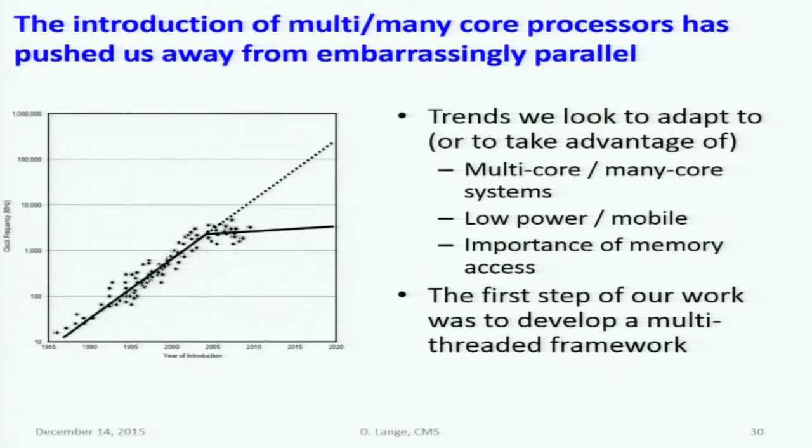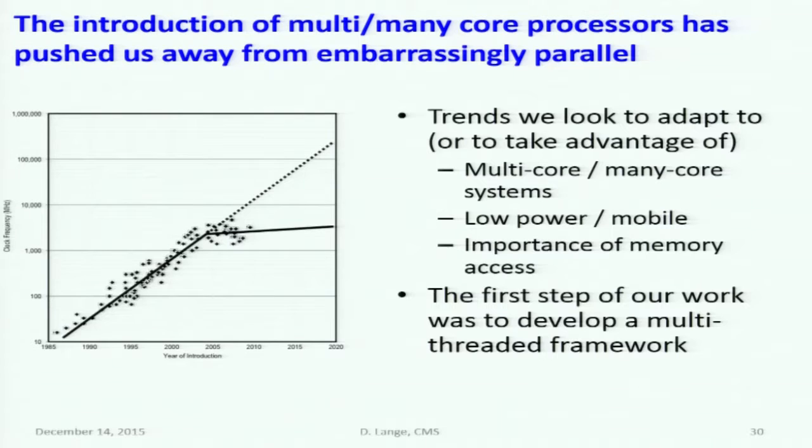This graph is getting old actually, but what happened 10 years ago is that Moore's law in the sense of clock frequency stopped growing, which it had over a long time, which is to say that CPUs became multi-core and they're becoming many-core. So this is slowly pushing us away from this concept of embarrassingly parallel.